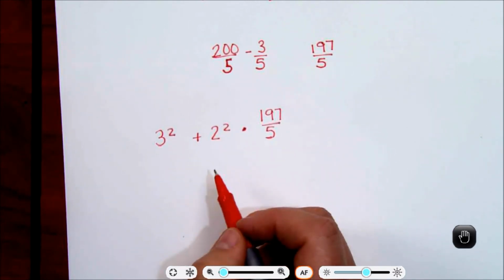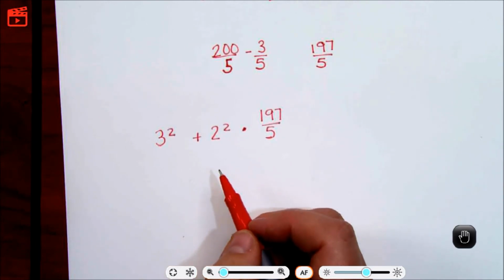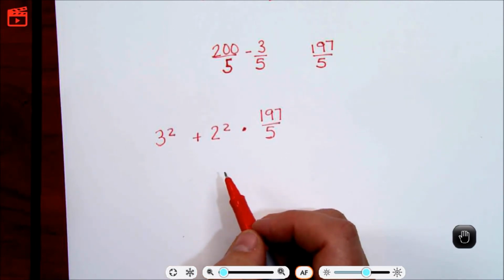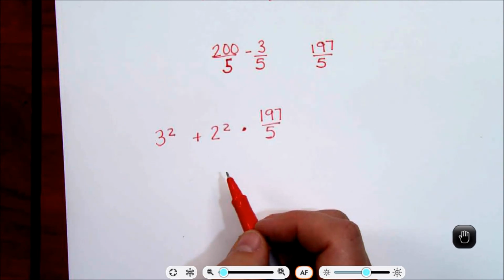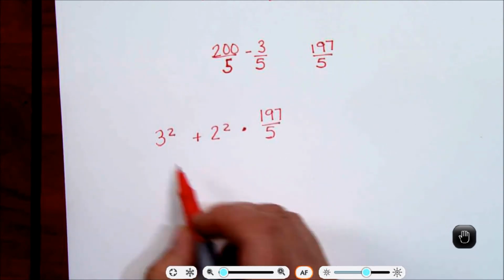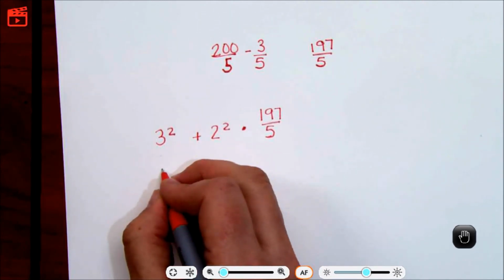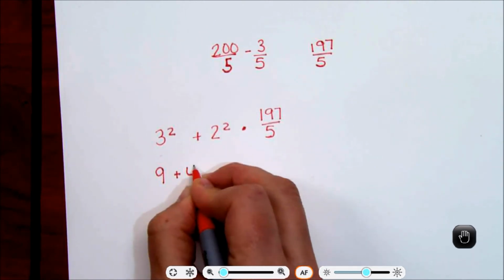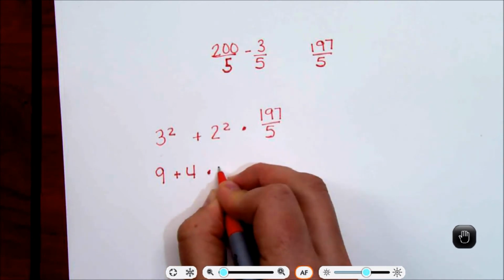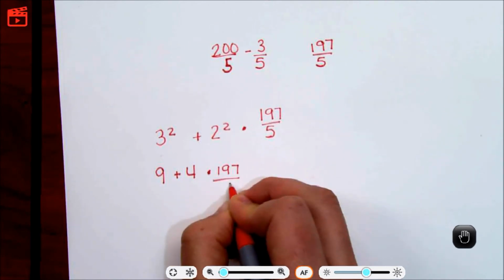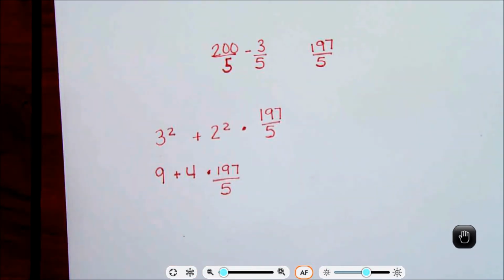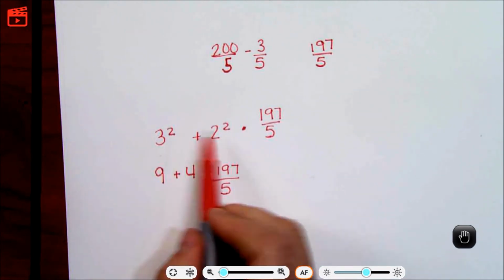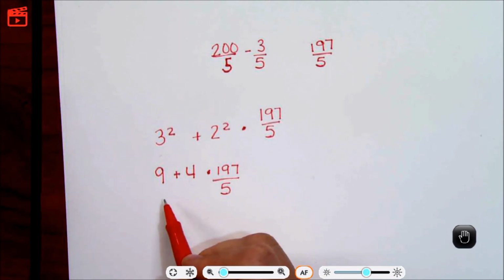So now what do we do? Remember, our order of operations was our groupings. We don't have any groups left. Then second was our exponents and square roots. So here we have two exponents. 3 squared is 9, plus 2 squared is 4, multiplied by 197 over 5. So again, first we do groupings, second we do exponents, now we do multiplication and division left to right.